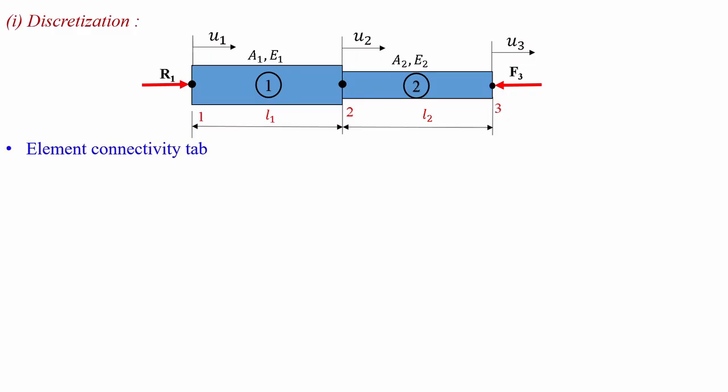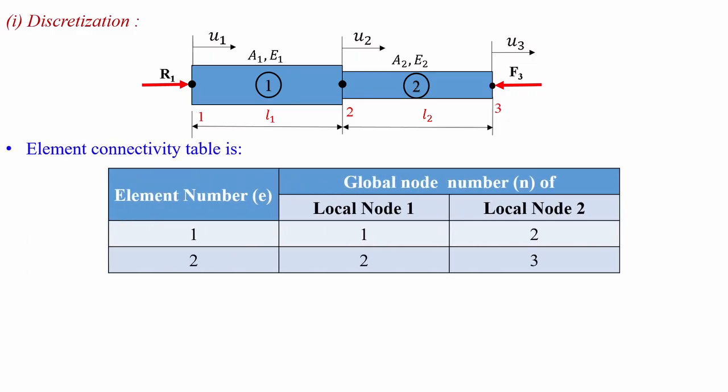Let us write the element connectivity table. For element 1, we have local node number 1 as 1 and local node number 2 as 2. For element number 2, we have local node number 1 as 2 and local node number 2 as 3. As you might be remembering, these are nothing but the global node numbers in the system marked for each element. Whereas for an individual element, the local node numbers will always be 1 and 2.